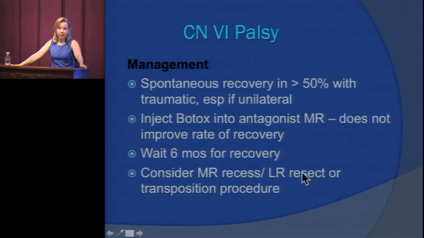You'll consider a medial rectus recession or a lateral rectus recession or a combination of the two, depending on the amount of weakness of that lateral rectus. Or you may consider a transposition procedure if there's total paresis of that sixth nerve.